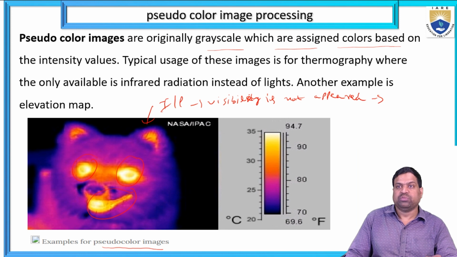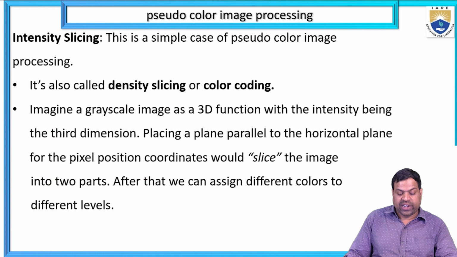Typical usage of these images is thermography, where the only available input is infrared radiation instead of light. Another example is an elevation map. So like this. And intensity slicing is a simple case of pseudo color image processing. It is also called density slicing or color coding.